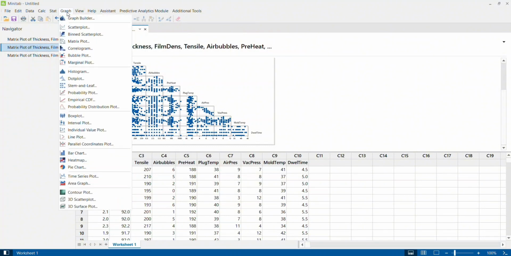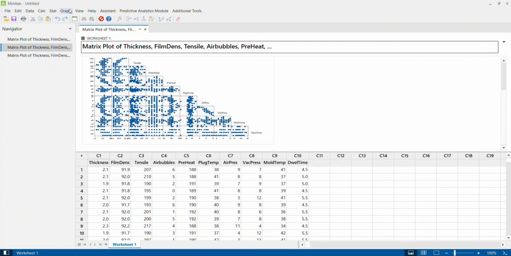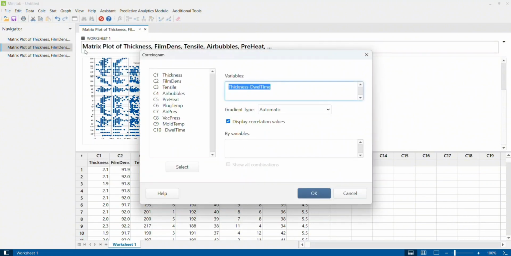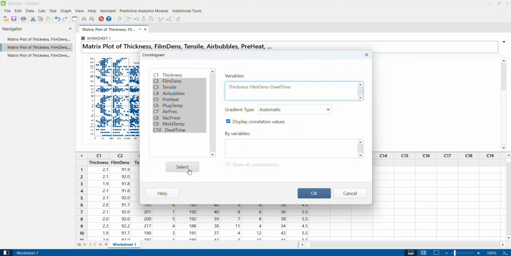So I click on Graph and I get something called a correlogram. So what is a correlogram? If we look at the definition that Minitab offers, a correlogram visualizes and compares the strength and direction of the linear relationship between pairs of x and y variables. It again gives you the relationship between your thickness and all the other parameters. In this case, all your other parameters are selected and I click on OK.